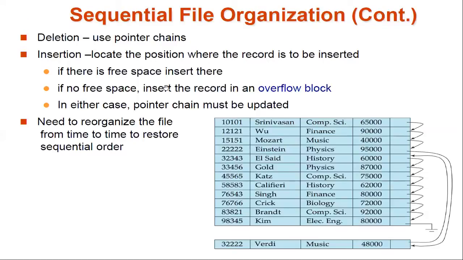Then insertion, how you can do the insertion here. There are multiple processes involved. First, locate the position where the record is to be inserted, where you want to insert a new record. First you have to identify, and then if there is no free space, insert the record in an overflow block. So if free space is not there, then you can add it separately. Okay, that we call an overflow block. And in either case, the pointer chain must be updated, right?